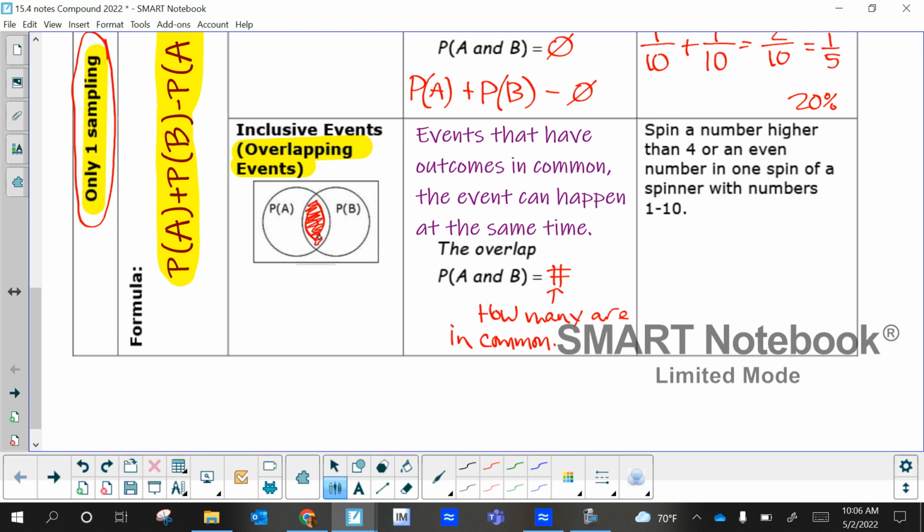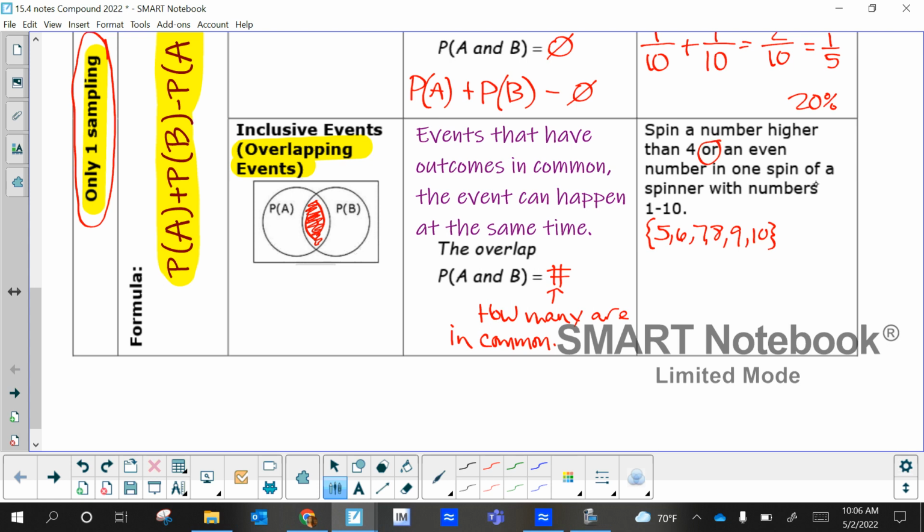Okay, so when it comes to these inclusive events overlapping, you're probably going to want to write this down. So it's spinning a number higher than 4. The spinner has the numbers 1 through 10, so I'm going to write those down. Higher than 4 starts with 5, 6, 7, 8, 9, and 10. And then or, so there again, there's that word or, that's always going to be for these inclusive and mutually exclusive events.